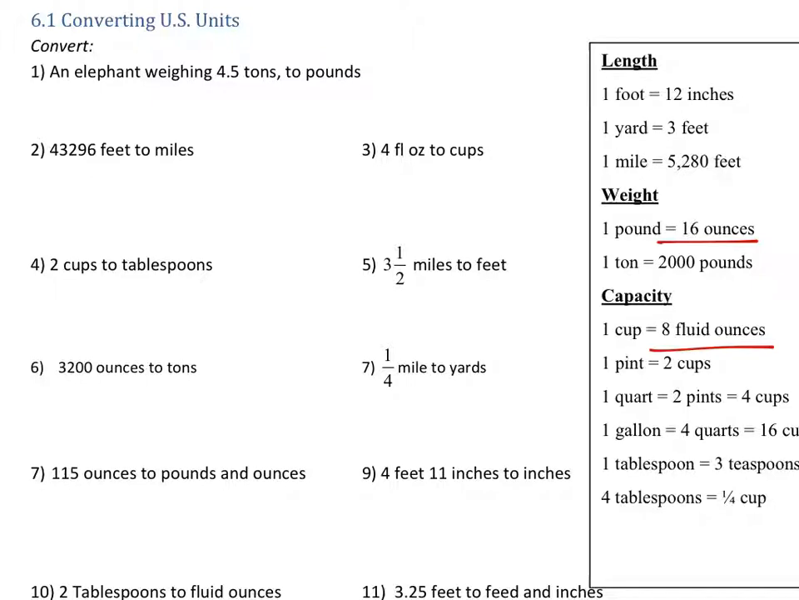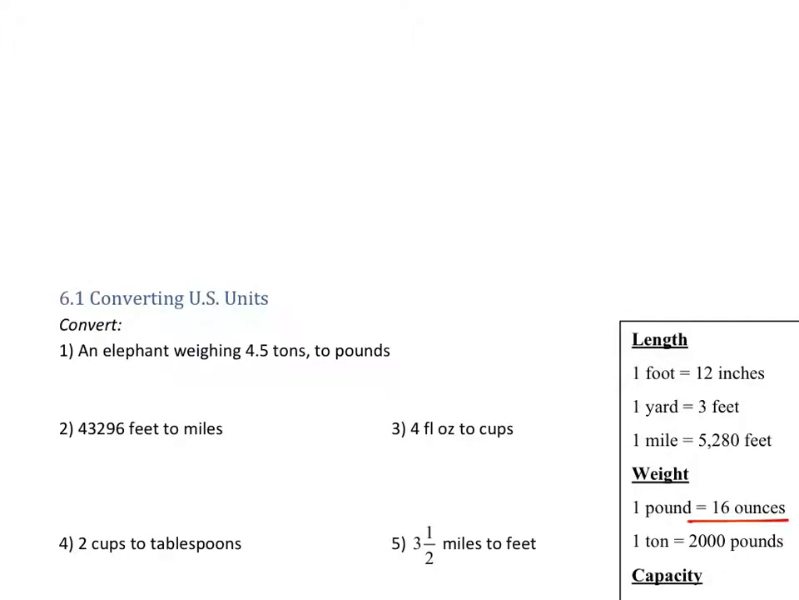Let's look at number 1. An elephant weighing 4.5 tons to pounds. So we need to convert that. So this is how this works, okay? And we kind of have to look back. So if I had 2, right? It's kind of like that fraction stuff. If I had maybe even 2/3 like this, if I multiply this by 1, do I change the value of the 2/3? I don't really change the value, right?